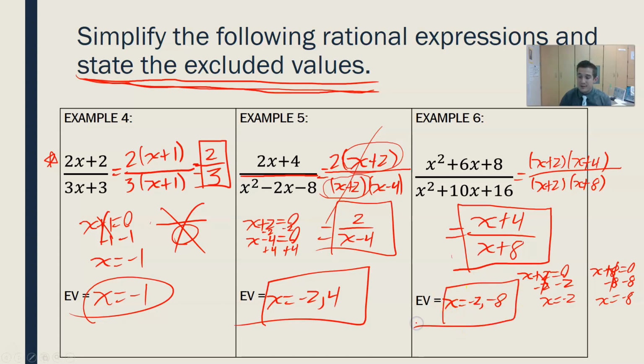Those are values of x that would not work, because when I put them into this expression, they make the denominator equal to 0.